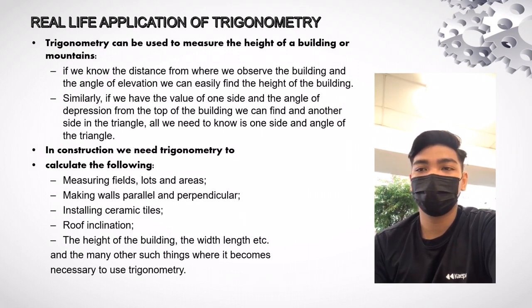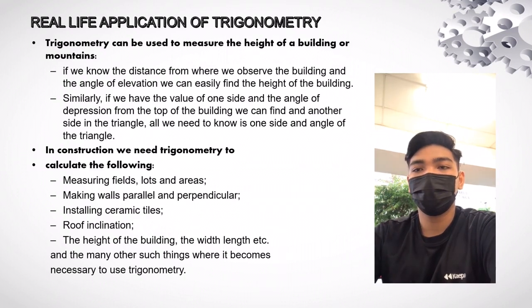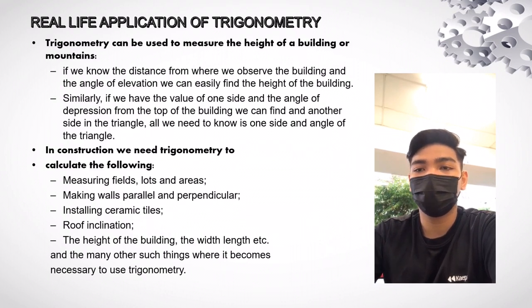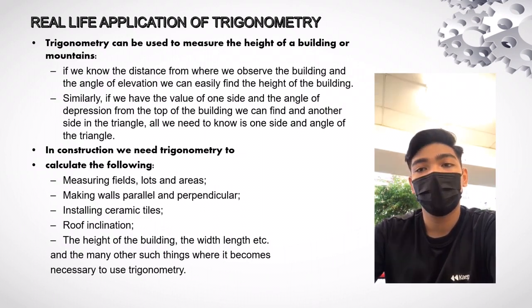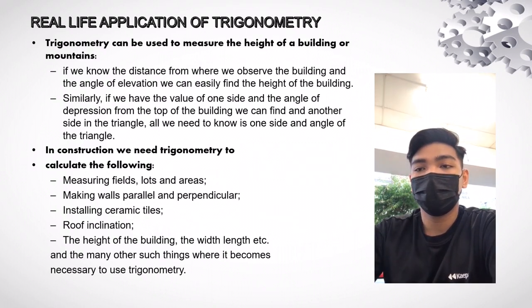I will present about real-life application of trigonometry. Trigonometry can be used to measure the height of a building or mountain. If we know the distance from where we observe the building and the angle of elevation, we can easily find the height of the building. Similarly, if we have the value of one side and the angle of depression from the top of the building, we can find another side in the triangle. All we need to know is one side and one angle of the triangle.